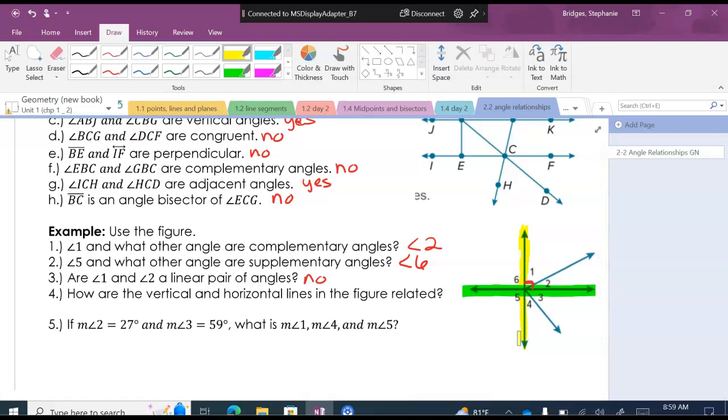They are perpendicular. How do you know it's perpendicular? Because of what marking? The right angle marking, exactly. You have that little right angle marking in the corner, which means that those two lines are perpendicular.